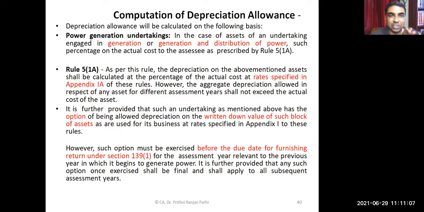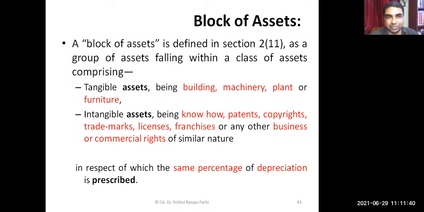That means companies engaged in generation and distribution of power have two options. Either they may go for the straight line method, or they may go for the written down value method under the block of asset concept. However, in case they want to use the written down value method, they have to exercise that option before the due date of filing of return. So before filing the income tax return, they have to exercise the option on which method they want to follow.